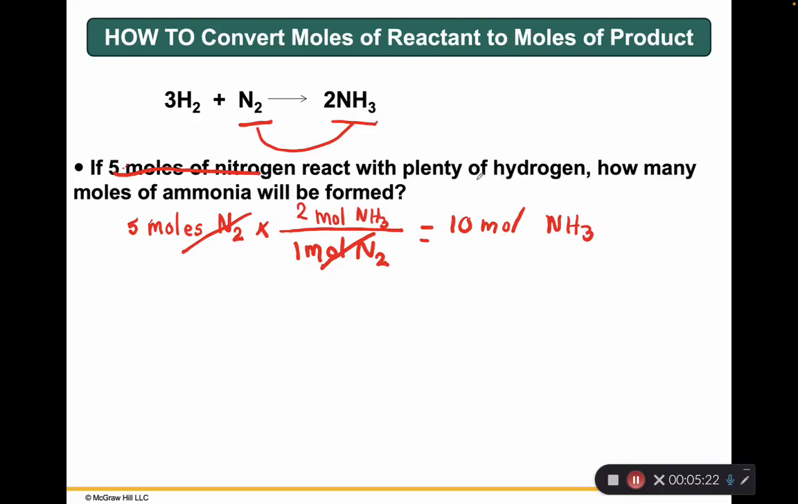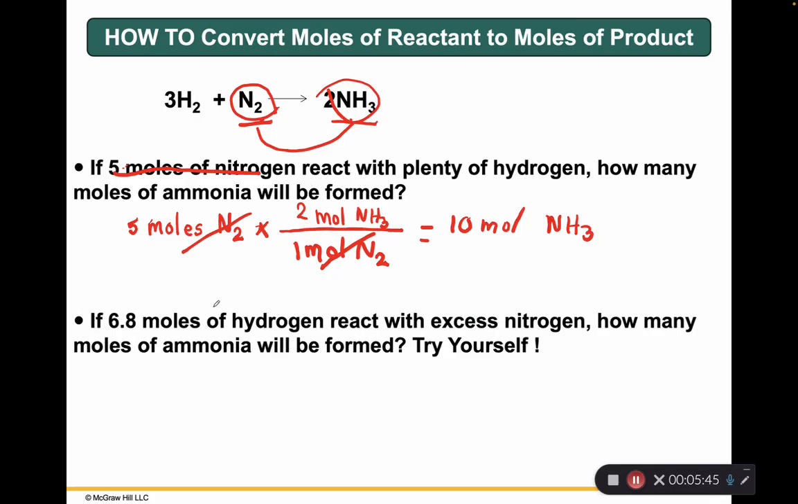Here we are given the moles of nitrogen and we got the moles of product, right? When moles of reactant is given, how can we find the moles of product? We have to use the mole ratio. Is that clear? Now, let's try another similar question. This time, if 6.8 moles of hydrogen react with excess nitrogen, how many moles of ammonia will be formed?